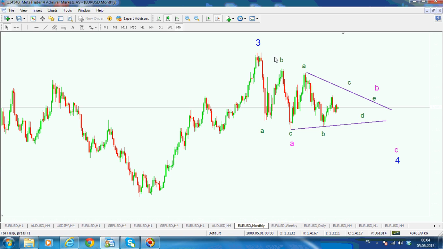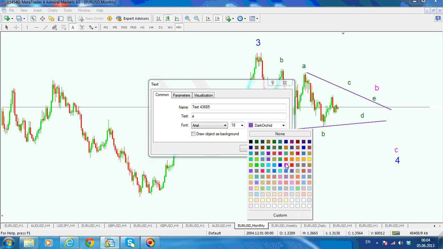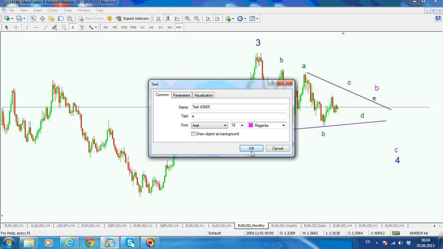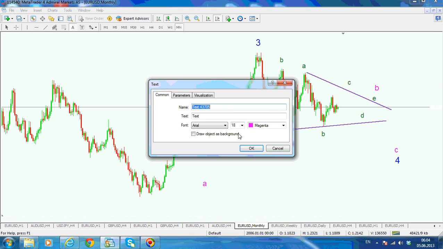So once again, from the monthly chart, now wave A here, and let's write this down there. A purple, well, with magenta anyway. So this A is being formed out of an ABC of this degree.